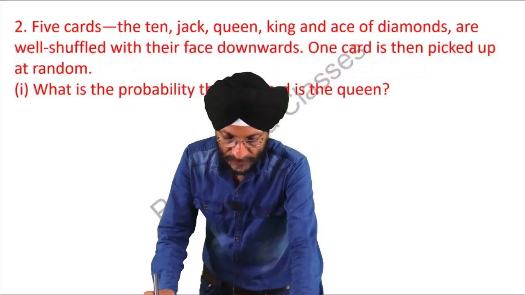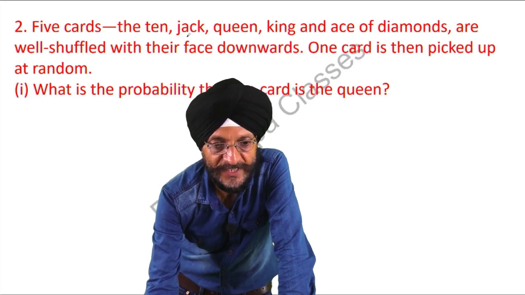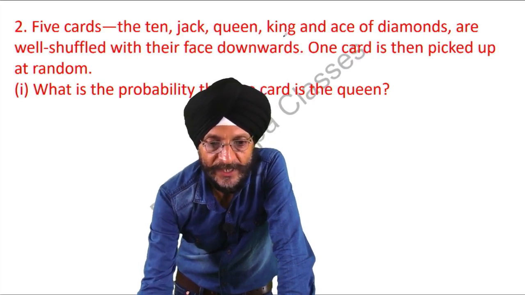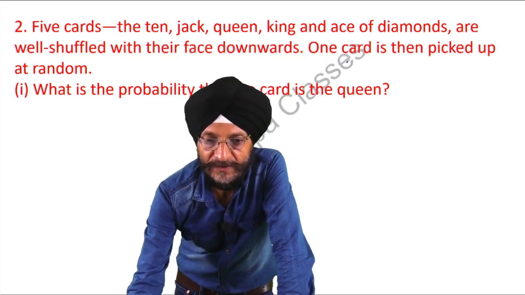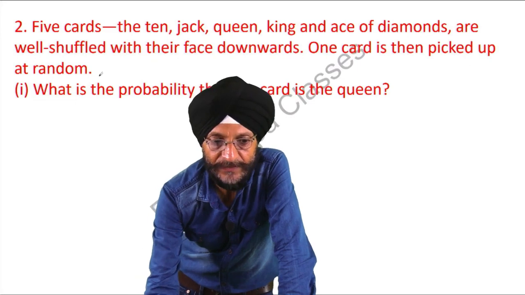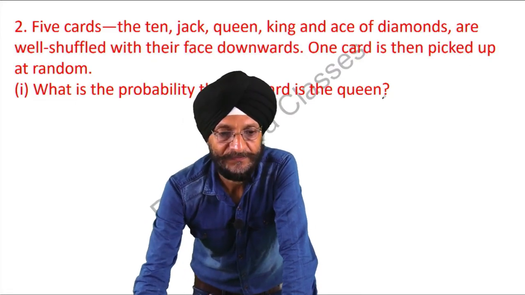Now the question before us is: 5 cards, the 10, Jack, Queen, King and Ace of diamonds are well shuffled with their face downwards. One card is then picked up at random. What is the probability that the card is Queen?